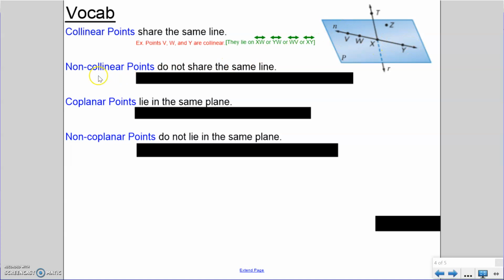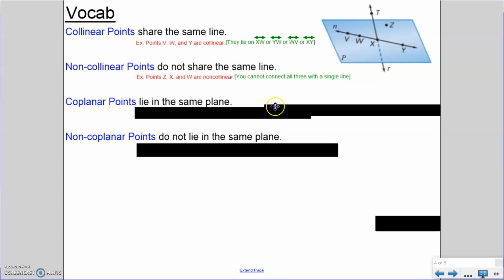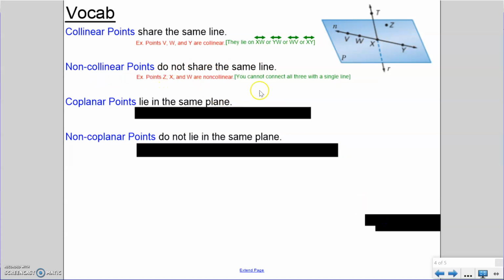Alright, non-collinear points do not share the same line. So for this one, point Z, X, and W. Here's Z, it's on the side over here by itself. Then here's X, and here's W. They're non-collinear. X and W are on the same line, but Z is not on that line at all. So you cannot connect all three with a single line.